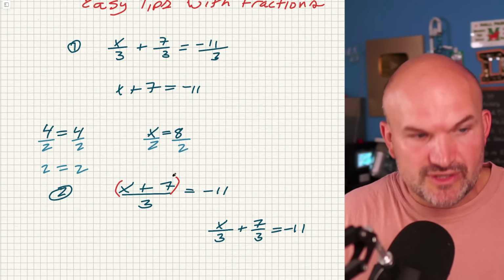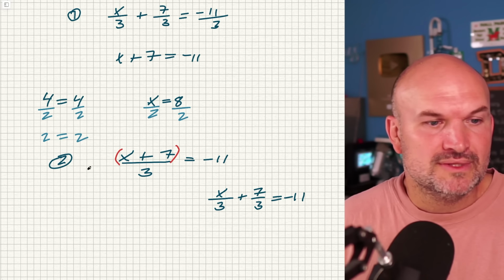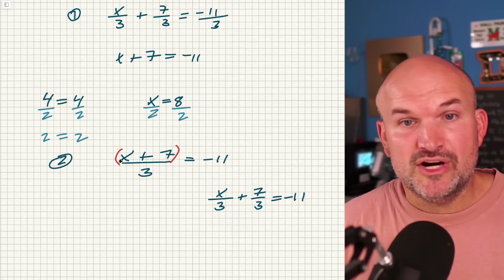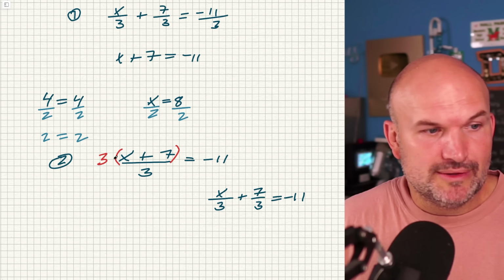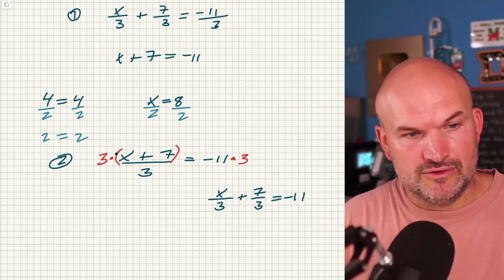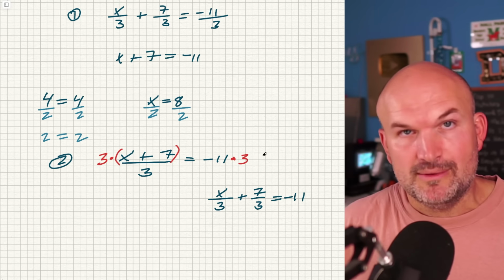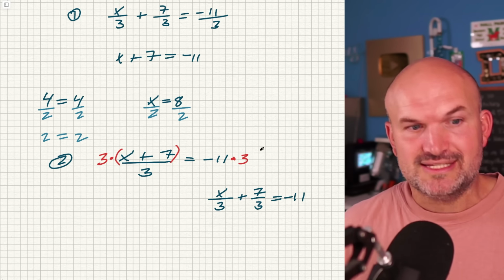So how do we undo division? To undo division, we have to apply our inverse operation, which is going to be multiplication. So what I'm going to do is multiply by a 3 on both sides. And again, going back to my operations on both sides, if you divide a 2 on both sides or multiply a 3 on both sides, the equation is still remaining the same, right?